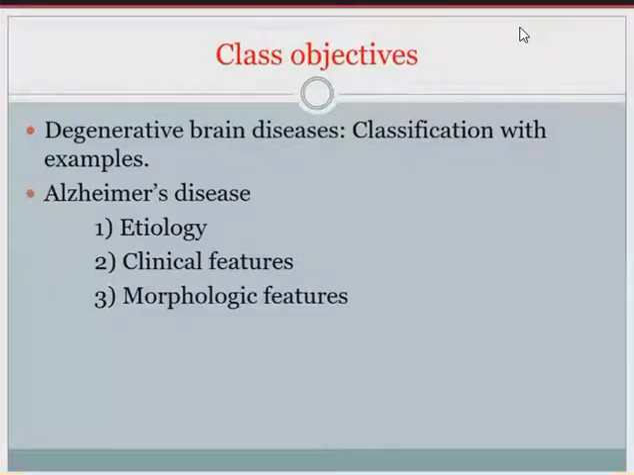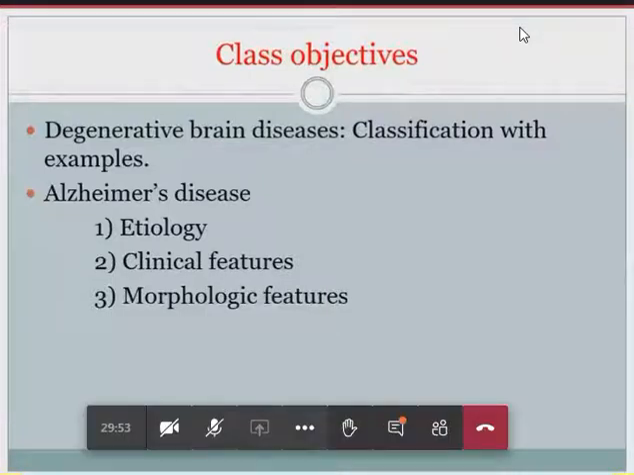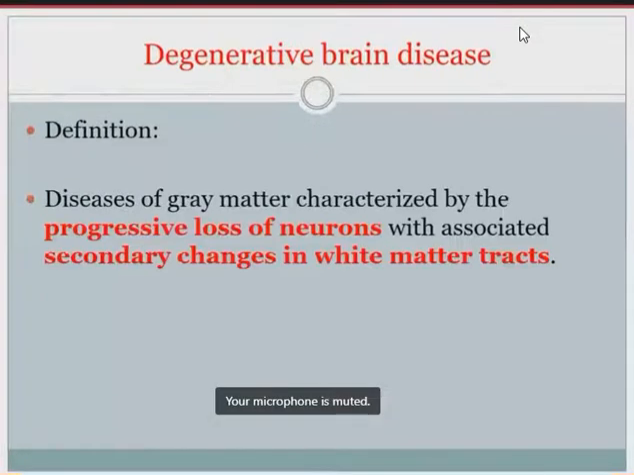First we'll start with the classification of degenerative brain disease. So what do we mean by degenerative brain disease? The definition is that it is a disease of gray matter characterized by progressive loss of neurons, and that is associated with secondary changes in the white matter tract.